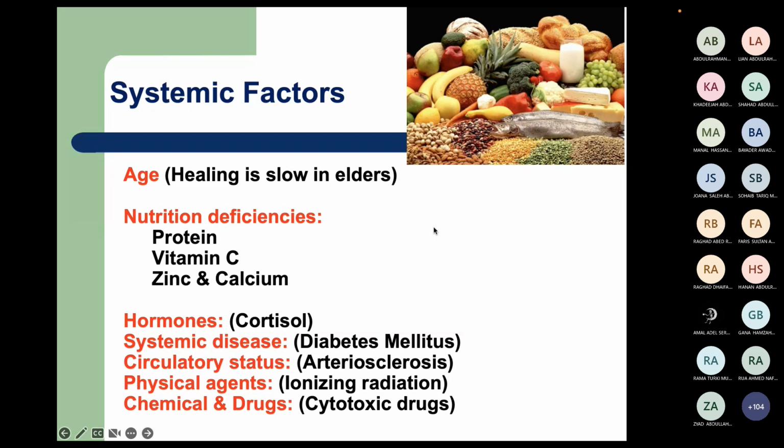Finally, the systemic factors. Age is important. Healing is slow in the elders. These nutritional substances, proteins, vitamin C, zinc, and calcium are important for healing. Cortisol will decrease the healing. Whenever some person is using cortisol as a drug, then healing is decreased. In diabetes, healing is decreased. In arteriosclerosis, healing is decreased. Ionizing radiation will decrease the healing, and all the cytotoxic anti-cancer drugs will decrease the healing. These are the systemic factors.